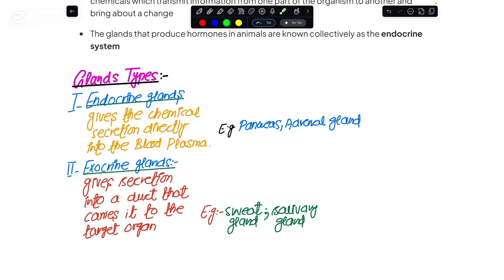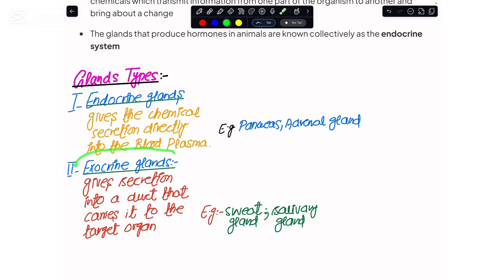We actually need to be aware of what gland types we have in our human body. Broadly, these glands can be categorized into endocrine glands and exocrine glands. Whenever the word endocrine gland comes, it simply means that the hormone or chemical signal is secreted directly into the blood plasma, and such a gland is regarded as an endocrine gland. Among the fundamental examples, we have the pancreas, the adrenal gland, and then in males the testes, and in females the ovaries. So they are the endocrine glands.